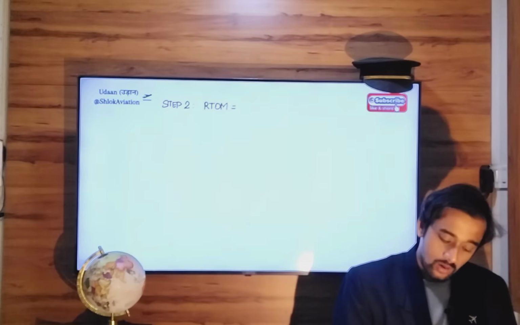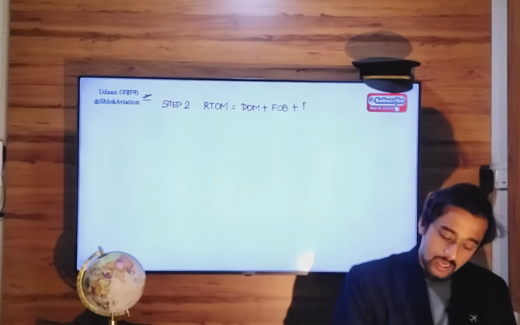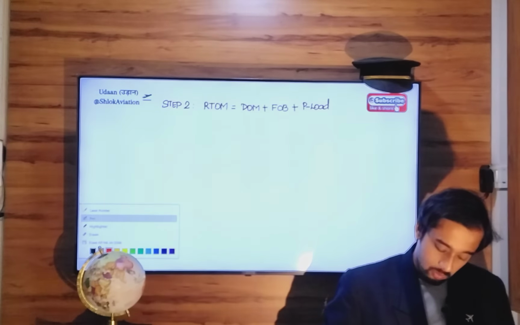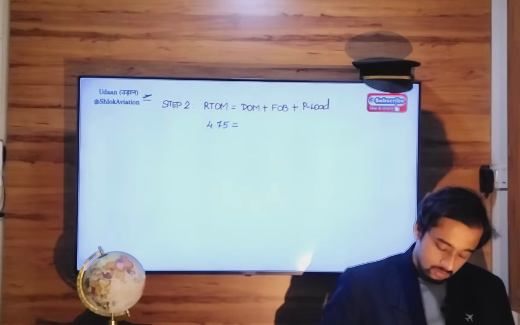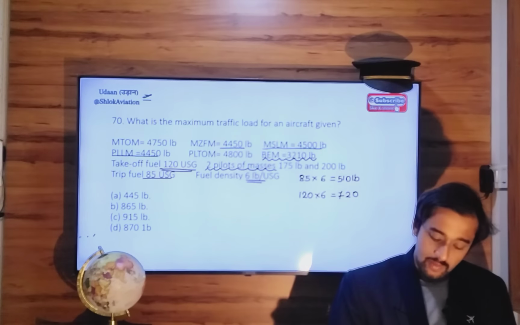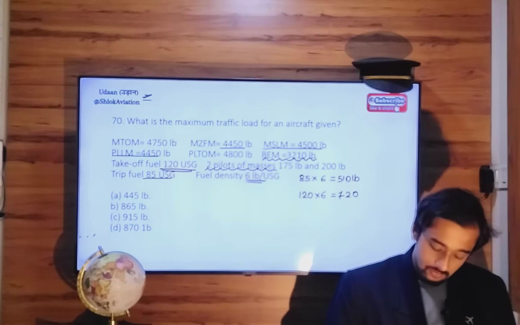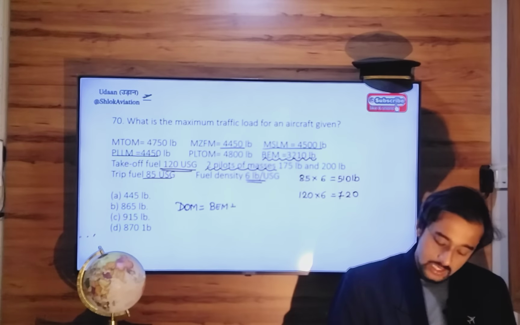Step 2, regulated takeoff mass equals to DOM plus fuel on board plus payload or traffic load. So regulated takeoff mass is 4.75. DOM is not given. So we will make use of basic empty mass plus variable load. So DOM will be equal to basic empty mass plus variable load.